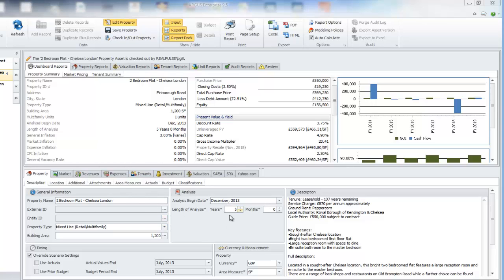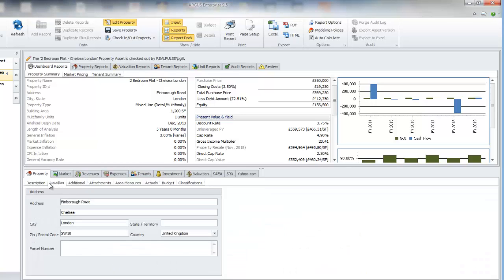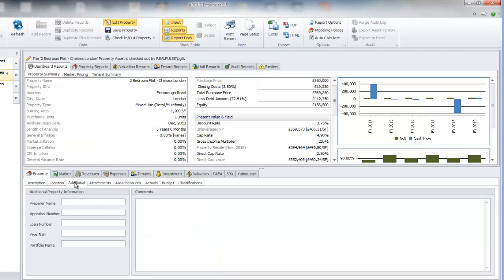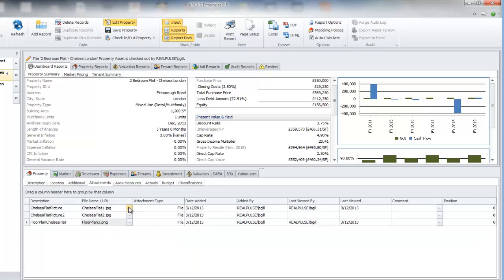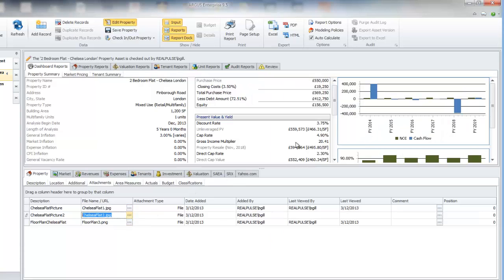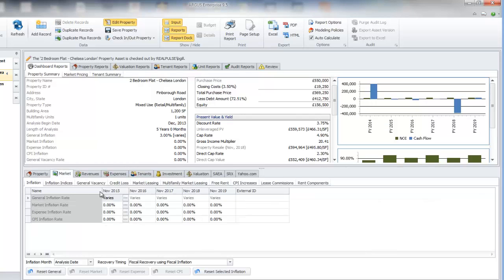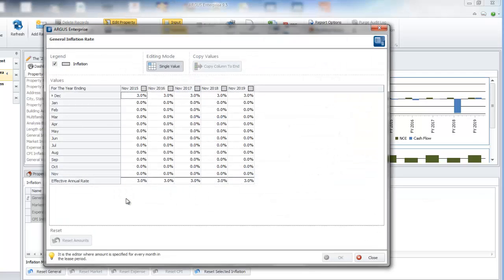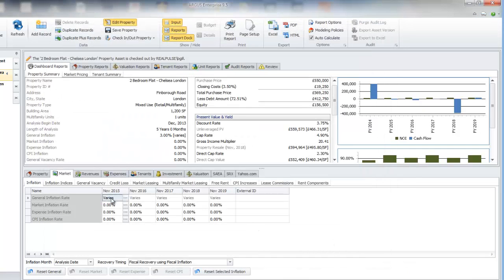We're going to run a 5-year cash flow analysis. And as usual, you have to complete the various tabs in ARGUS to be able to review the outcome of the analysis in detail. I have also tagged on various beautiful pictures of the potential asset that I'm looking to acquire, including floor plans, and eventually the lease that will be signed or executed will also be indicated here. We have used a standard typical inflation rate of 3% in this instance.